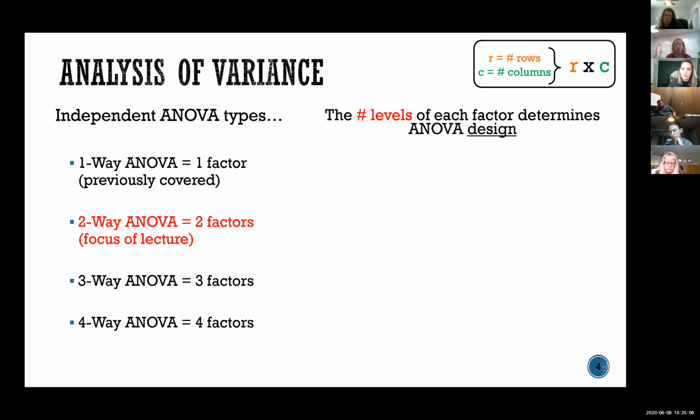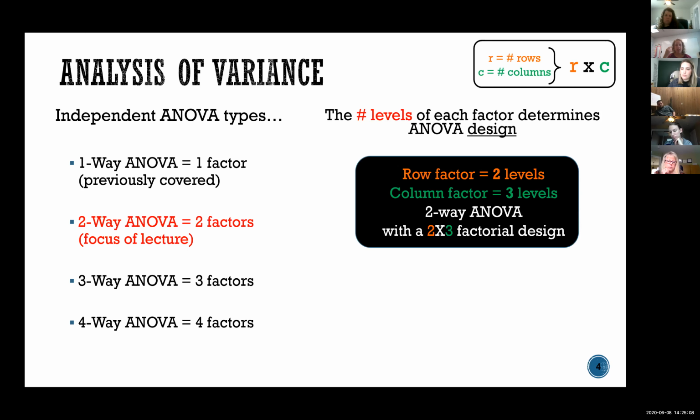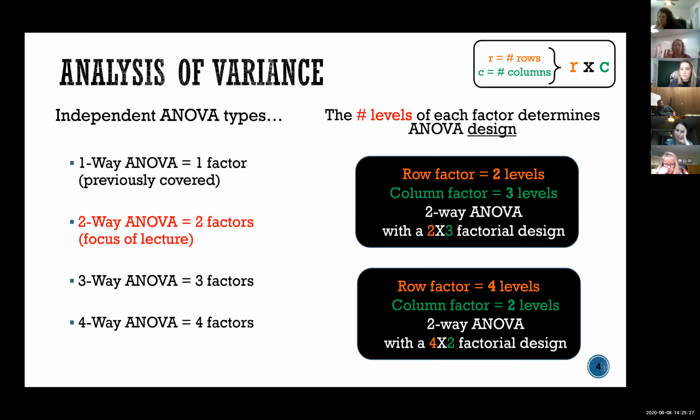Math works. So if I had a 2-level variable and a 3-level variable, we would call that a 2 by 3 factorial design. Factorial means all combinations. And that's what these 2-way ANOVAs require. They require all combinations. So if I had another one where I had 4 levels for my first factor and 2 levels for my second factor, that would be a 4 by 2 factorial ANOVA. And how many combinations would we have? 8 cells.